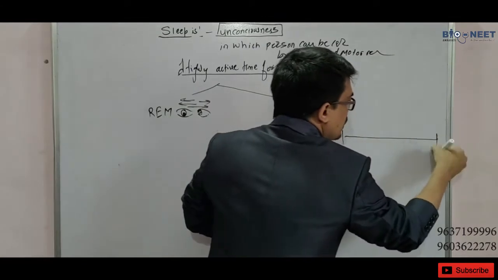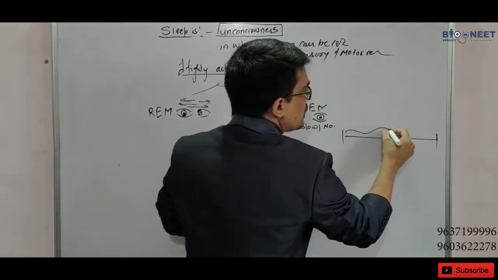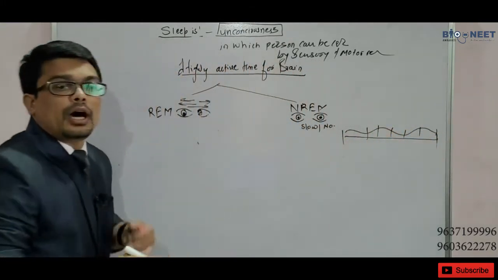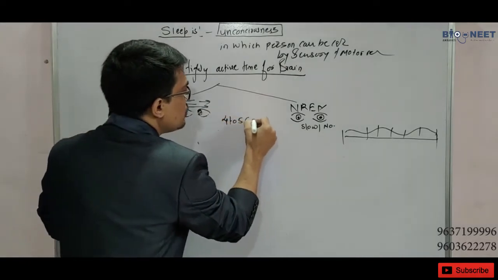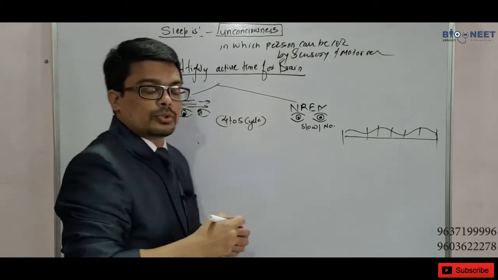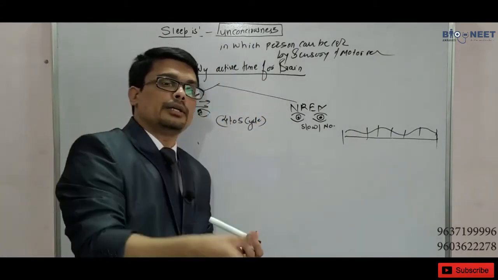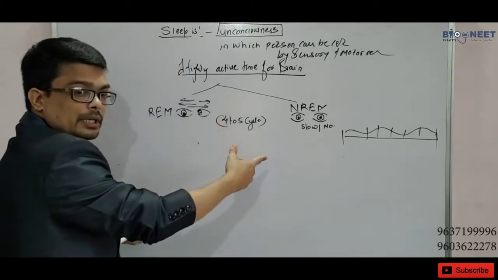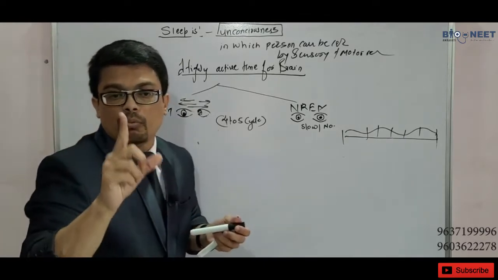This is like your night time. During night time, these are the cyclical phases of REM and NREM. How many cycles? Approximately 4 to 5 cycles of REM and NREM sleep. First there is NREM, then REM, then again NREM. So there are 4 to 5 cycles for one sleep.